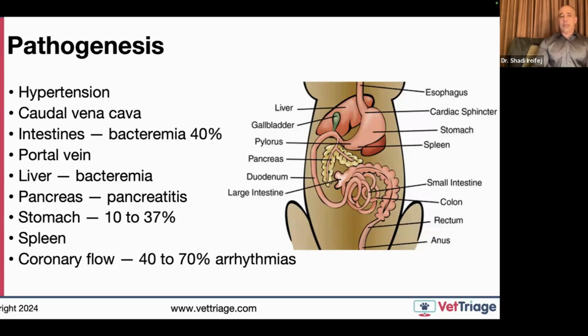And then, of course, because of anatomical reasons, the spleen. I have had hemoabdomens associated with rupture of either the vasculature to the spleen or the spleen itself. And then, of course, through the end stage of this condition, if it's not treated, coronary flow is affected. So you can see 40 to 70% of these dogs have arrhythmias during the disease and as it progresses.